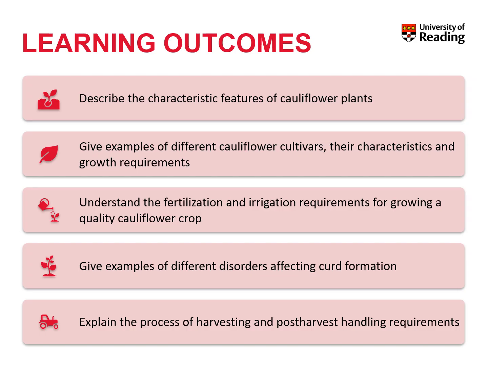So the learning outcomes for this screencast are to describe the characteristic features of cauliflower plants, give examples of different cauliflower cultivars and their characteristics and growth requirements, understand the fertilization and irrigation requirements of a cauliflower crop, and give examples of different disorders affecting curd formation. Explain the process of harvesting and post-harvest handling requirements of cauliflower.